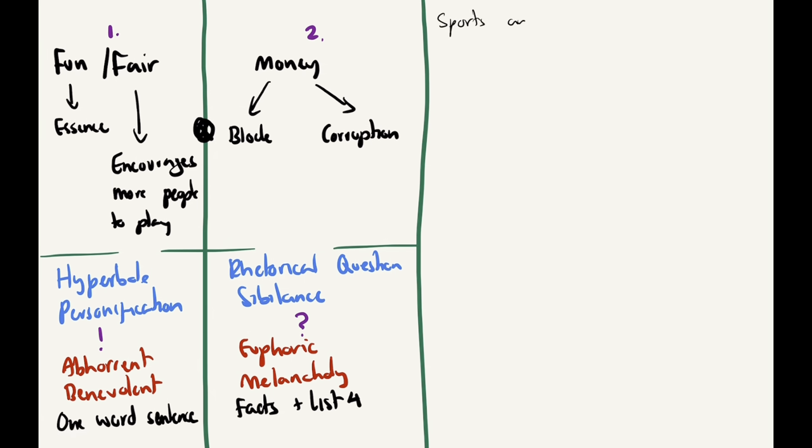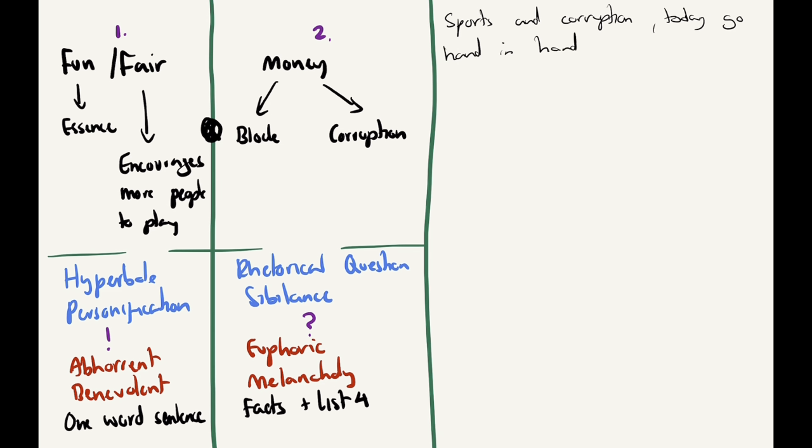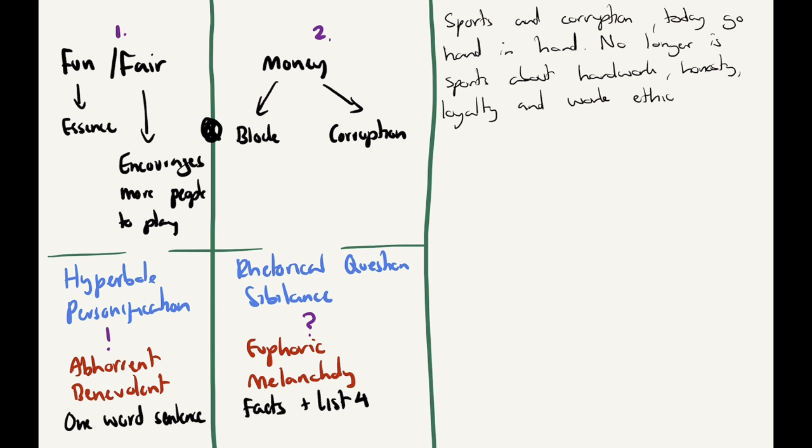Sports and corruption today go hand in hand. No longer is sports about hard work, honesty, loyalty, and work ethic. That's my list of 4.